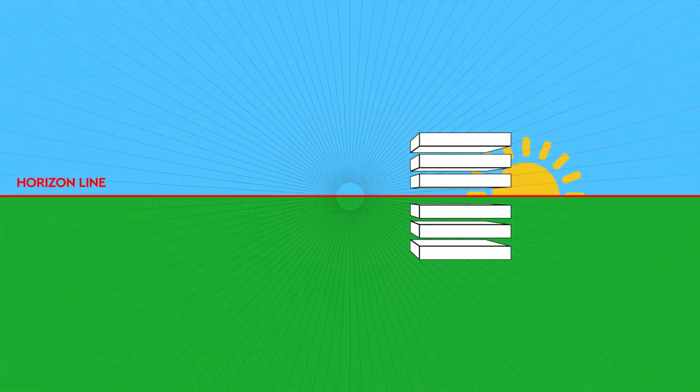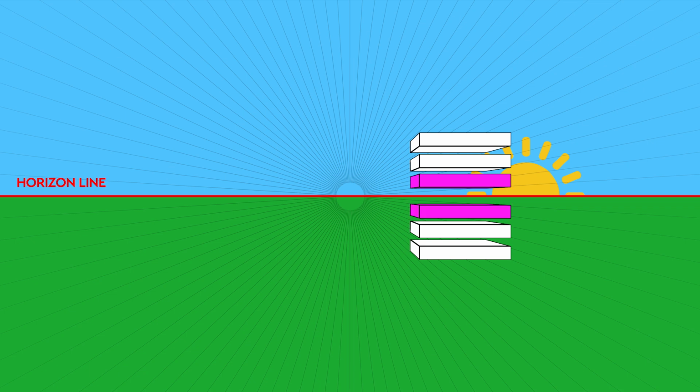Looking at this diagram, we can see that this cuboid is sitting above the horizon line, and as such, we cannot see its top part. So if we cannot see the top part, the horizon line is below it. Got it? And if we look at this other cuboid, which is sitting below the horizon line, we can see that the bottom part is not visible. So since the bottom part is not visible, we know that the horizon line is above it.